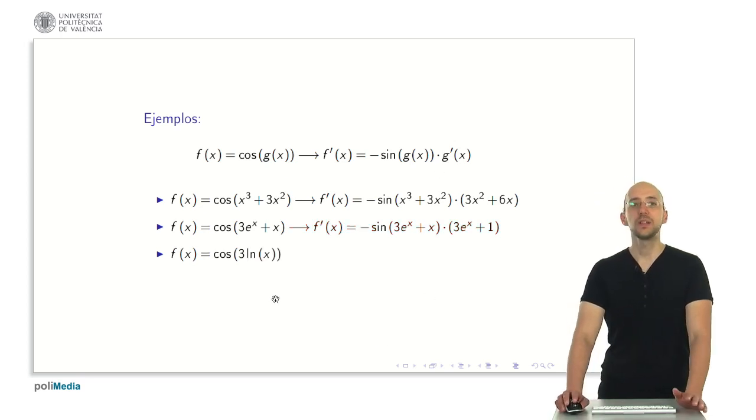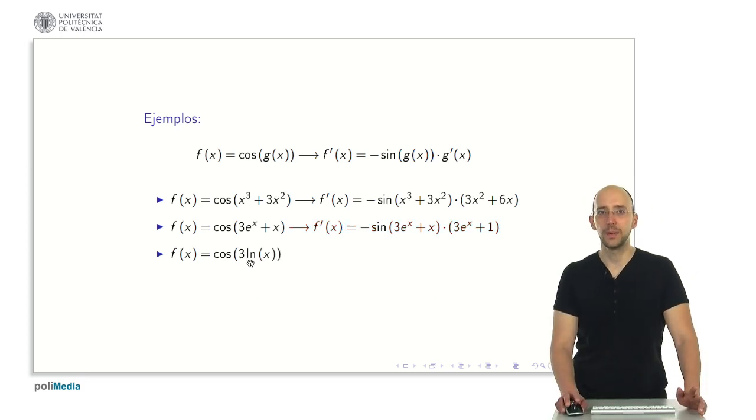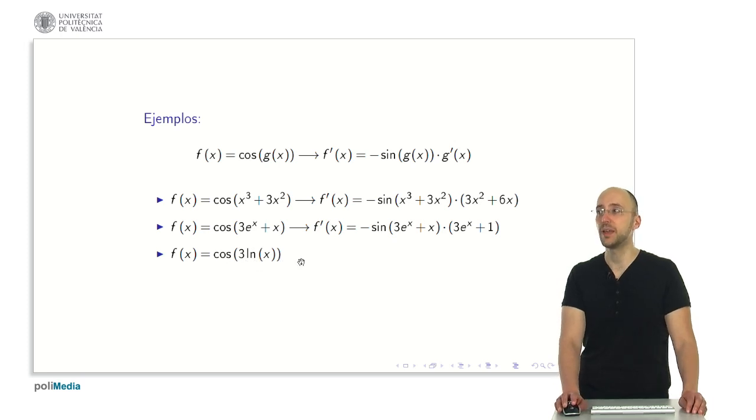Now, what is the cosine of 3 times the natural logarithm of x? As we have seen in the previous examples, the derivative of the natural logarithm is 1 over x. We apply the formula, minus the sine of 3 times the natural logarithm of x, as you can see here without differentiation, multiplied by the derivative of 3 times the natural logarithm of x, which is 3 over x.